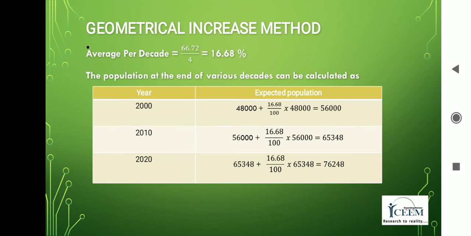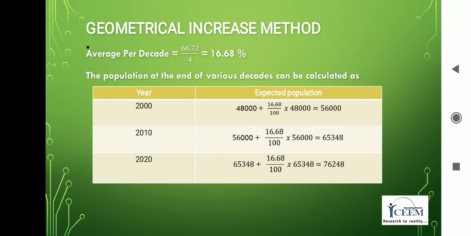What is the formula of geometrical increase method? That is Pn is equal to P in bracket 1 plus Pg divided by 100 raised to what? N, number of decades. Therefore, the decade after 1990 is 2000. Second decade is 2010, and third decade is 2020.